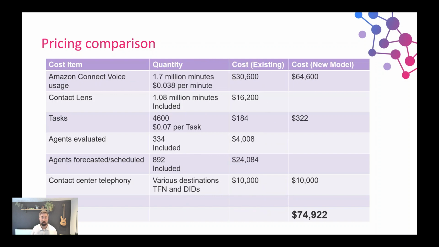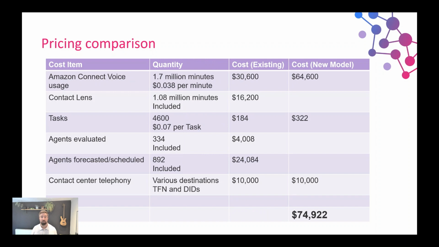Well, in the top line, we see quite a large increase in that Amazon Connect voice usage figure. It's a little bit over double the individual features cost, as we might expect from looking at the pricing table earlier. However, when we drop down to the next line, our Contact Lens is included, so that starts to balance things out more towards the favour of the next gen pricing.